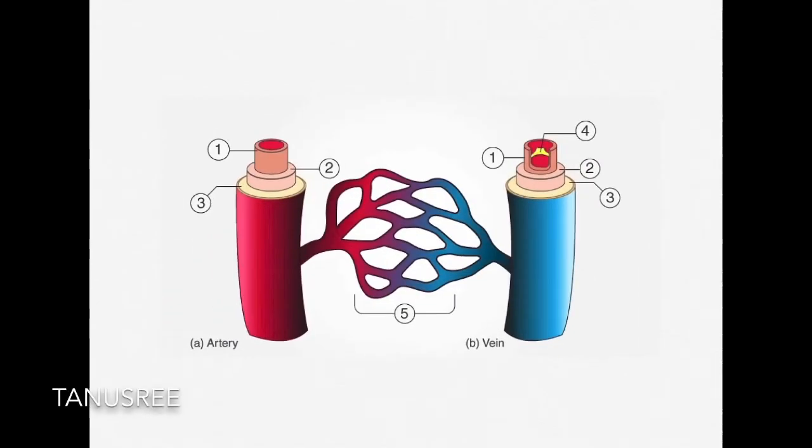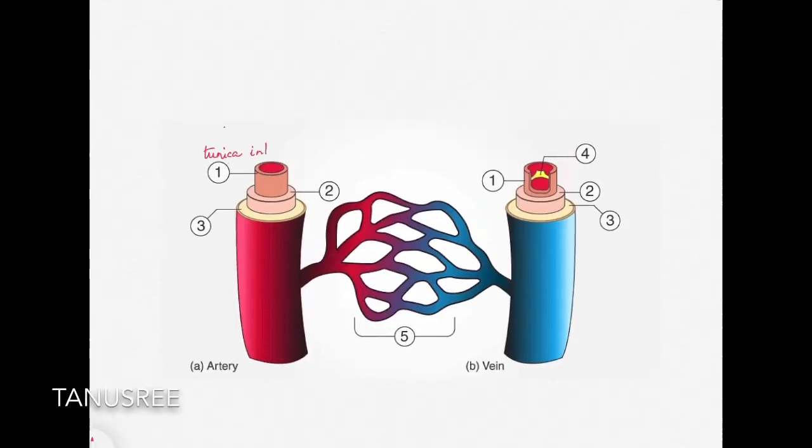Here we have the arteries, the veins and the capillaries shown. So in both cases, what is number one? Number one is the tunica intima or interna. Number two is the muscular layer. Number three is tunica externa or the fibrous connective tissue wall. Tunica interna can also be called as the endothelium.